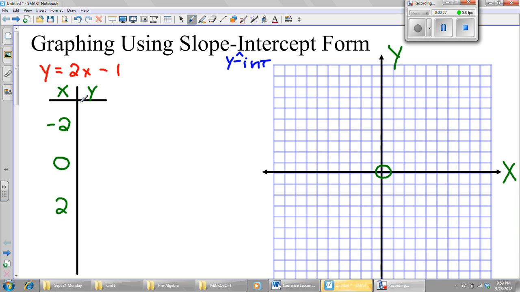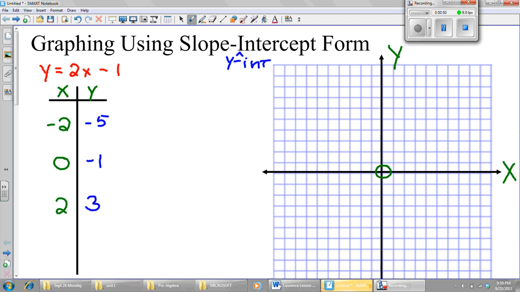And I've made a t-table. I've pre-selected my x's, and I'm going to go ahead and figure out the y values. If I put 0 in for x, I will get -1 out. If I put -2 in for x, I get -4 minus 1 is -5. And then if I put +2, I get 4 minus 1, which is 3.